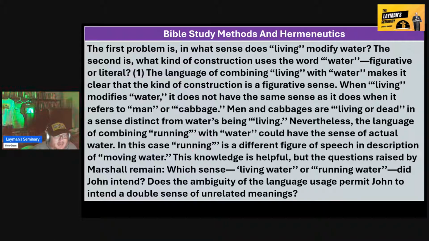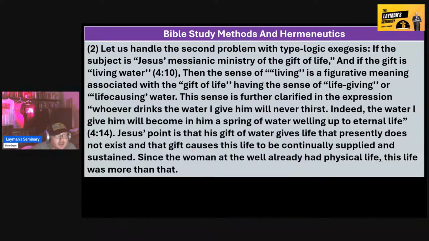Nevertheless, the language of combining running with water would have the sense of actual water. In this case, running is a different figure of speech in description of moving water. This knowledge is helpful, but the question raised by Marshall remains: which sense, living water or running water, did John intend? Does the ambiguity of the language usage permit John to intend a double sense of unrelated meaning? You can get sick from stagnant water, so it's possible. 2. Let us handle the second problem with type logic exegesis.